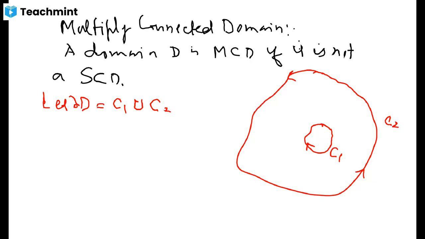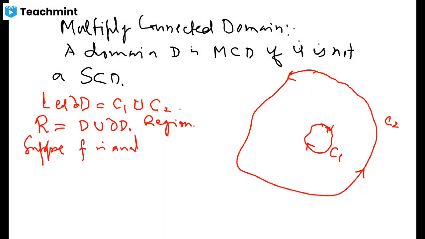Okay, and now let me suppose R to be the domain D union its boundary. Then remember, R is a region. What is a region? A domain is an open and connected set, and a region is a connected set that might also contain its boundary points. So this is a region, and suppose that f is analytic in R. When I say that f is analytic in R, it means it extends continuously to the boundary.